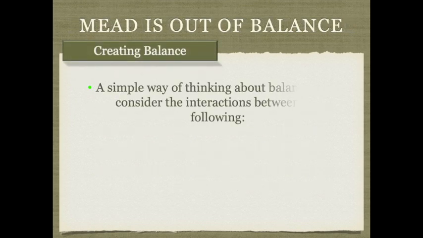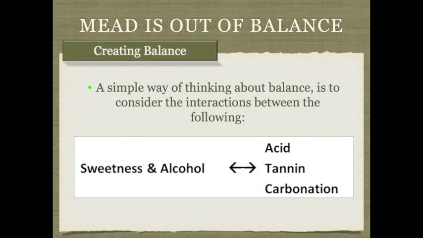And a simple way of thinking about balance is to think about these on either side of this equation. So if you have a mead that's too sweet, you could balance it by adding some acid, or you could balance it by adding some tannin. The tannins add astringency and dry out the mouth, so make the perception of sweetness seem a little bit less. Or you could carbonate it. Think about soda pop. When it's not carbonated, it's sweet, it's syrupy, it's not very pleasant. But when the soda pop is carbonated, then it's much more thirst quenching.